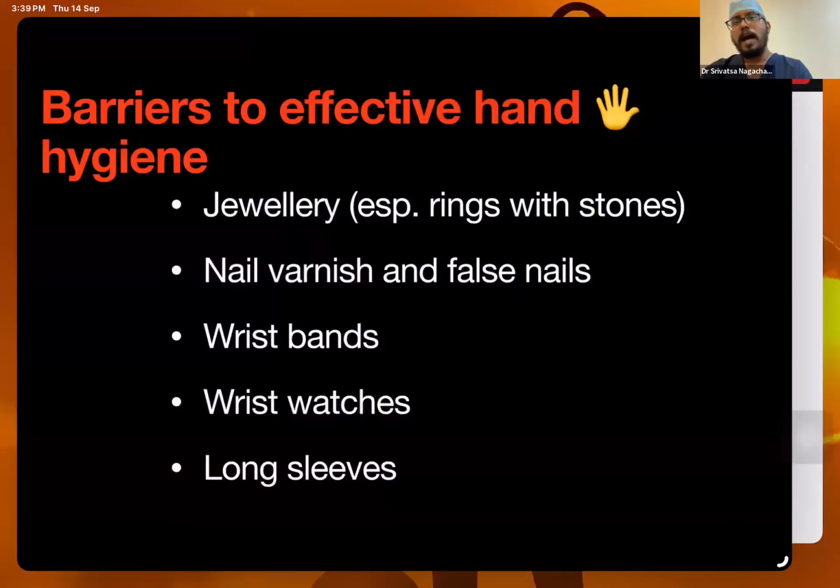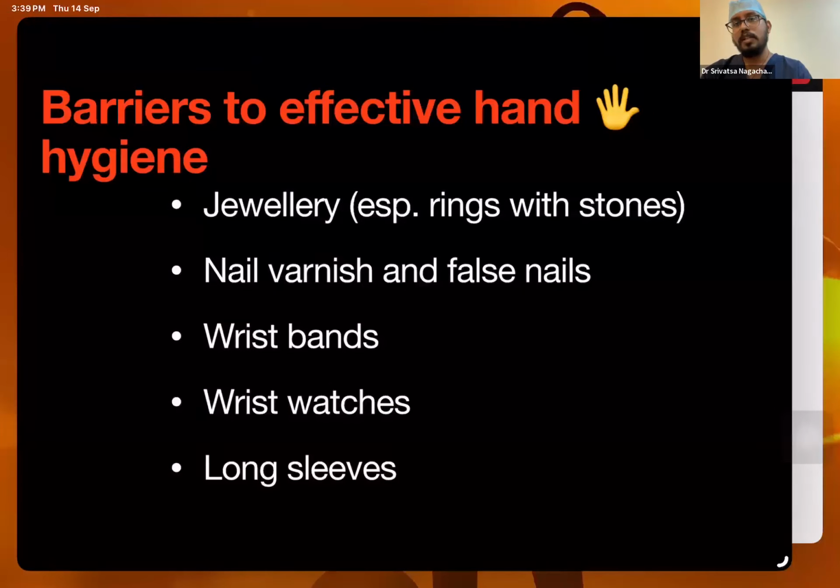So what are the barriers to effective hand hygiene? First and foremost is jewelry, especially rings with stones. These are barriers that will prevent you from having proper hand hygiene. Second is nail varnish or false nails, which we don't recommend, and as far as I have seen, none of the healthcare professionals have false nails, but you still need to be aware of that. Next are watches and wristbands, especially the bands. And third is long sleeves. So these are the barriers to effective hand hygiene.